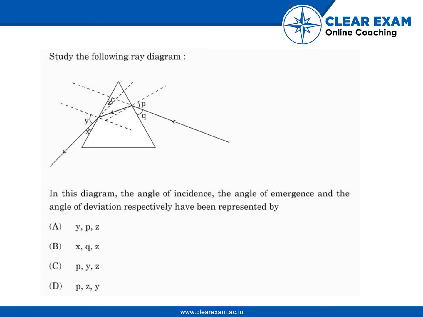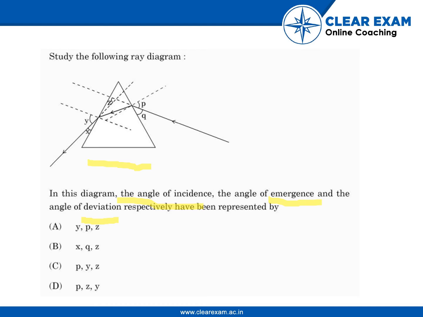In this question, we are asked to study the following ray diagram and answer the question. In this diagram, the angle of incidence, angle of emergence and the angle of deviation respectively have been represented by. So basically we have to identify the following angles from this given figure.